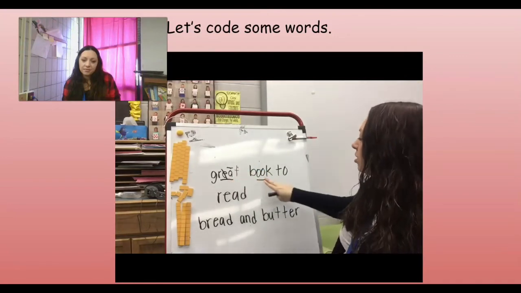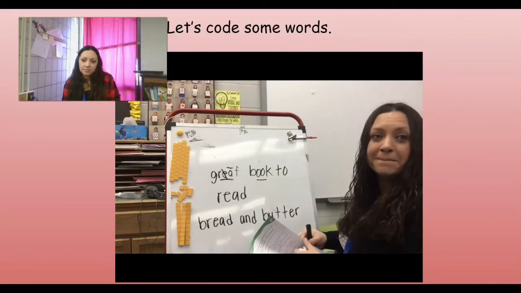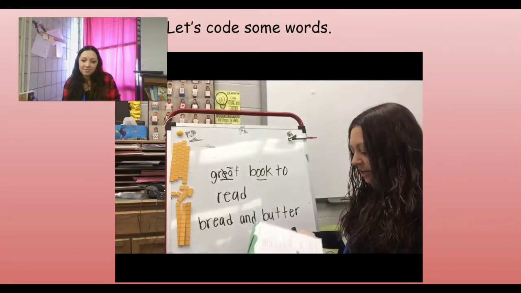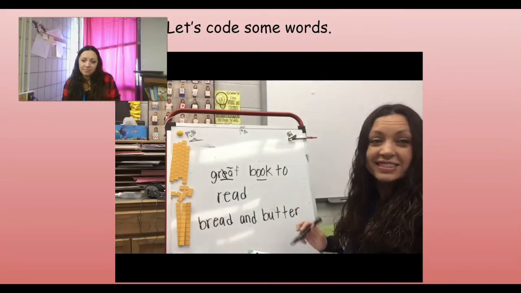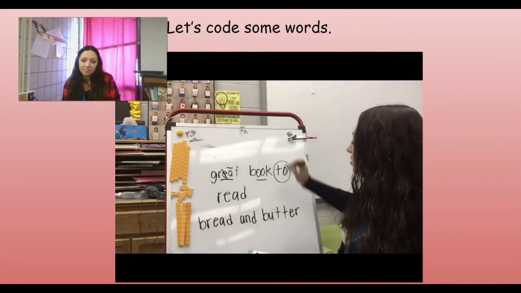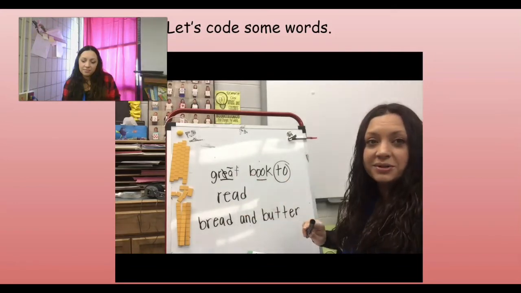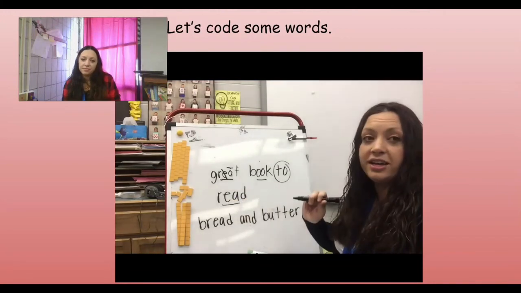So great book. And then what's this word? You guys just know that one, don't you? But how would we code it? Is there a way to code it? No, it's one of those sight words, so we're just going to circle it. Great book, and then this last word. What are we going to do to it? What do you see? I've got that EA, so I need to underline it.